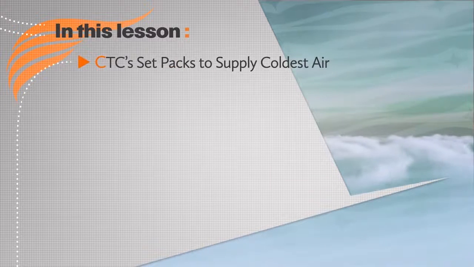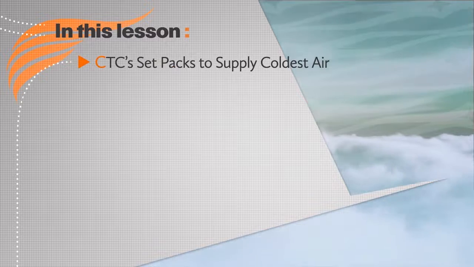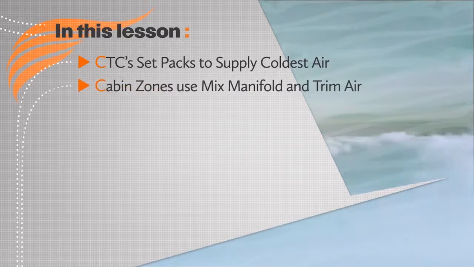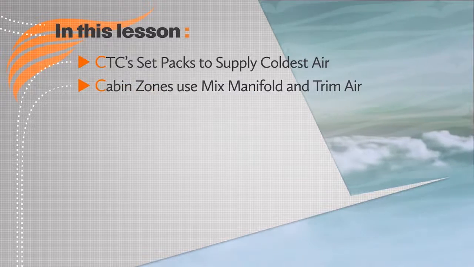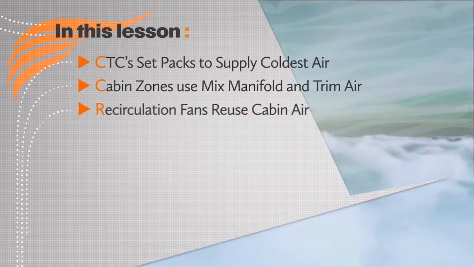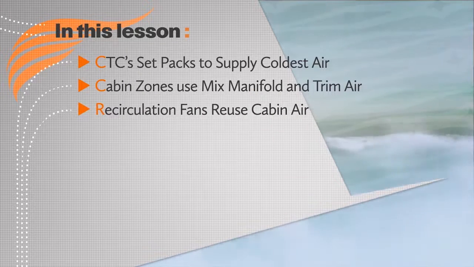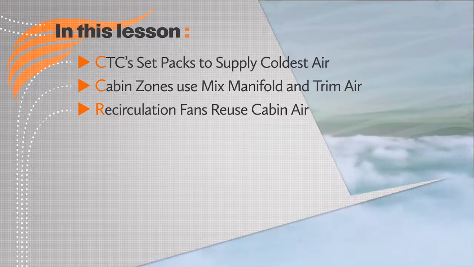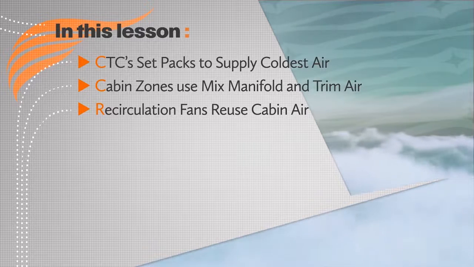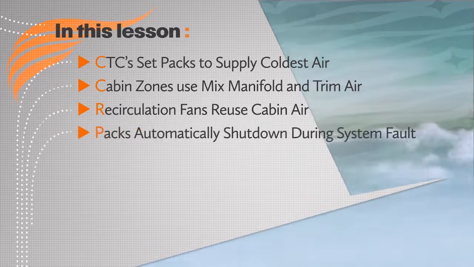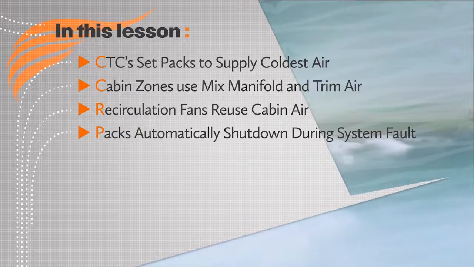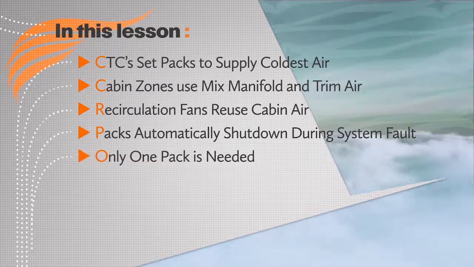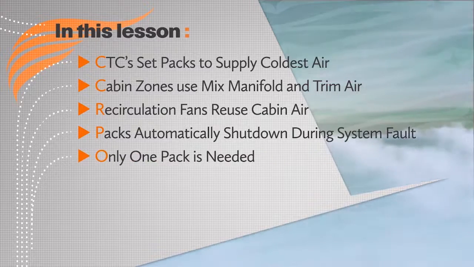The CTCs set the packs to supply the coldest air necessary for the zone that needs the lowest mixed manifold temperature. Cabin zones that need a higher temperature receive mixed manifold air mixed with trim air. Recirculation fans help bring down the air demand over the pneumatic system and the packs by taking cabin air, running it through a series of physical and chemical filters, and then reinserting it back into the cabin. Packs are automatically shut down whenever there are significant system faults such as an over-temperature condition. Any one normally operating pack can adequately maintain cabin pressure.